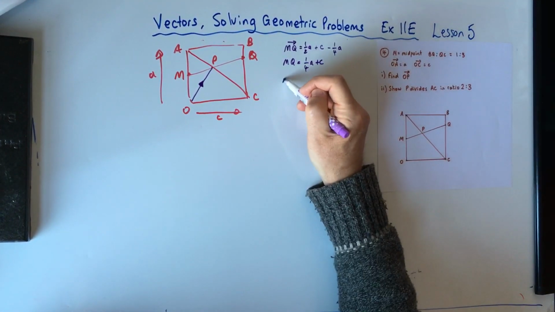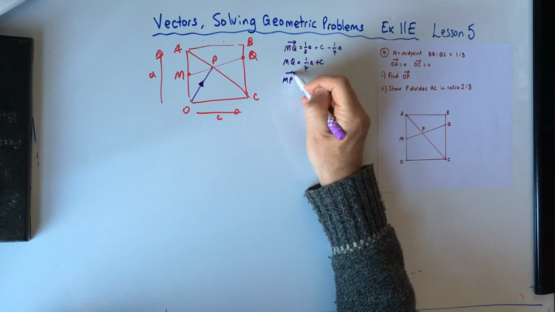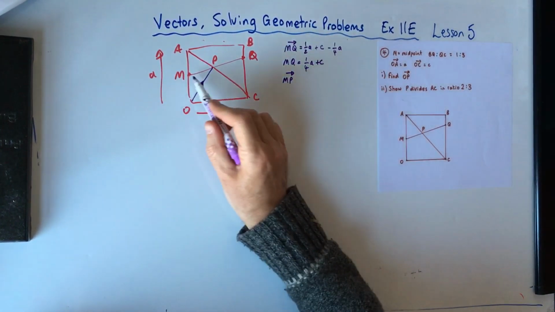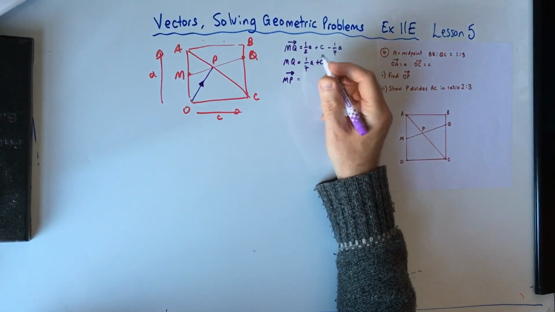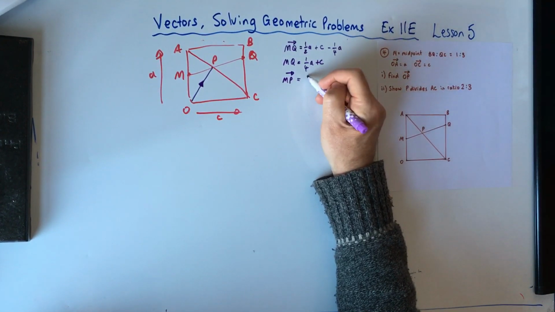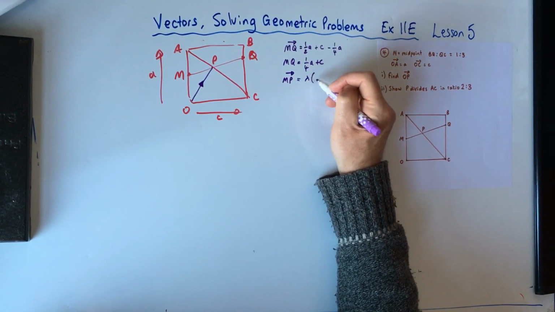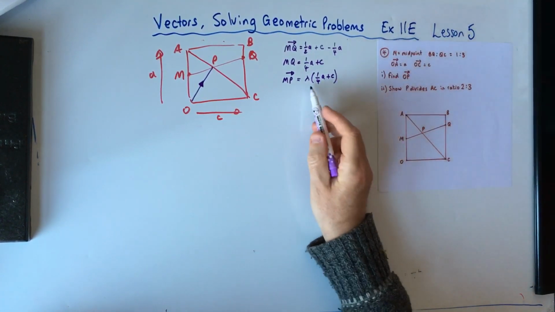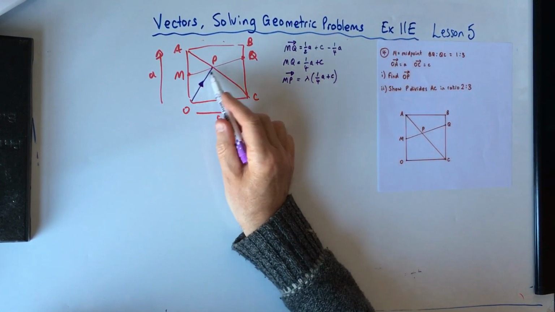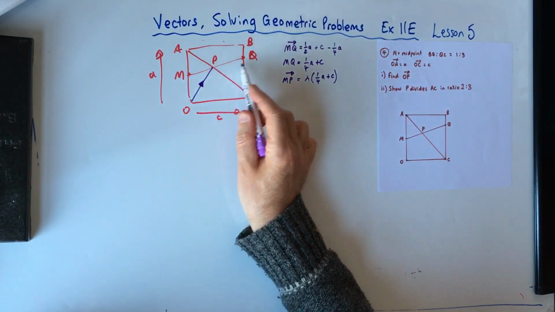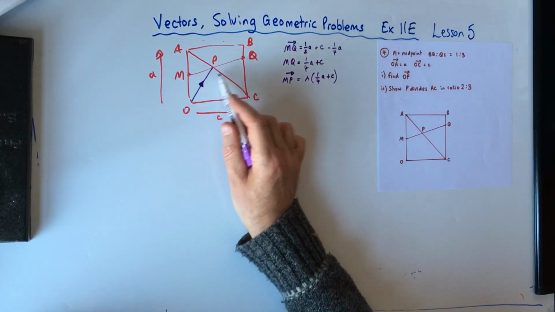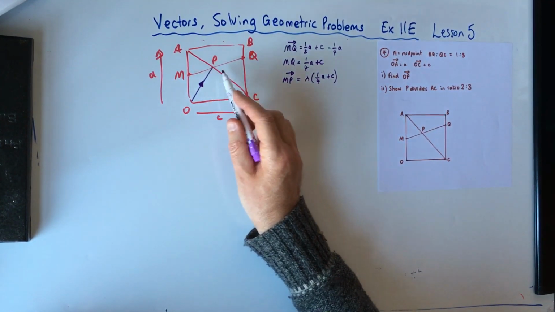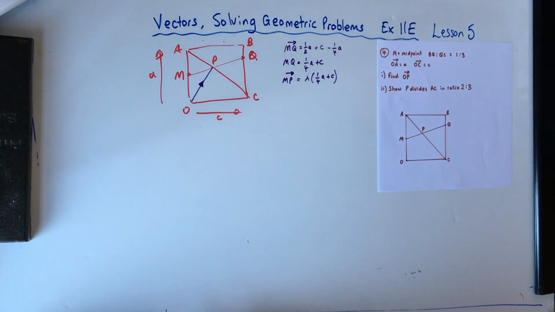So therefore I'm going to do the same thing. I'm going to go MP is some fraction of that. So let's go with lambda, a quarter A plus C. So some fraction, I'm going to call that lambda, so it's some multiple or some fraction of a quarter A plus C. Okay.